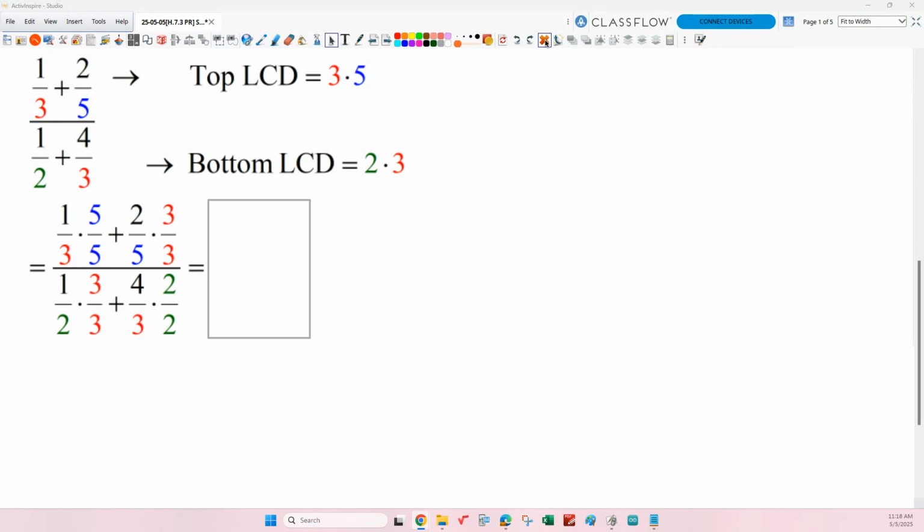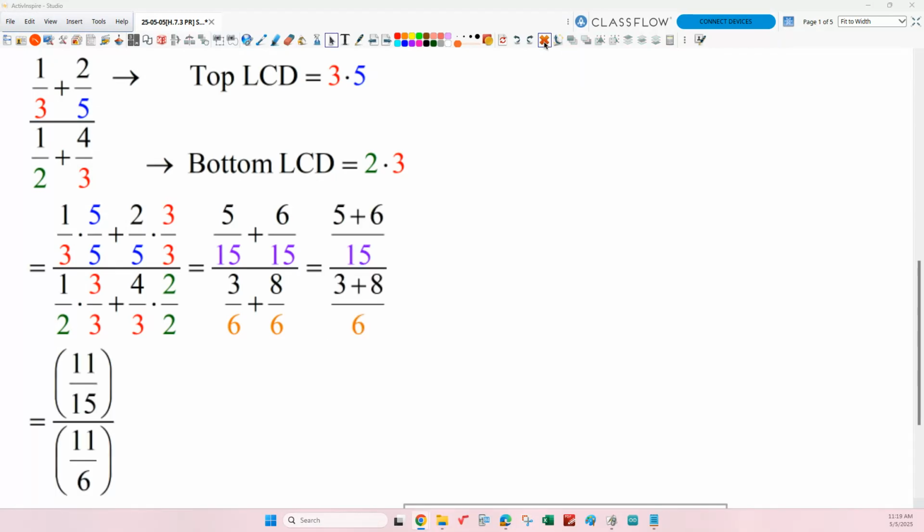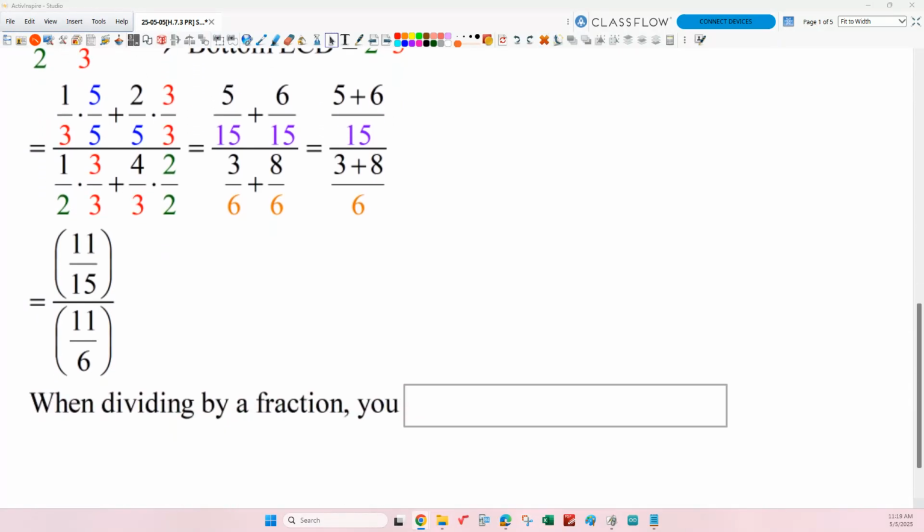15, 5, and 3. What about the bottom? Okay. What would my numerators be? What would this one be? 5. 6. We have 5 plus 6. What about the bottom? 3 plus 8. Okay. When I combine those, what do I get? 11 over 15. Okay, what about the bottom? 11 over 6. Okay. Then we get 11 over 6.